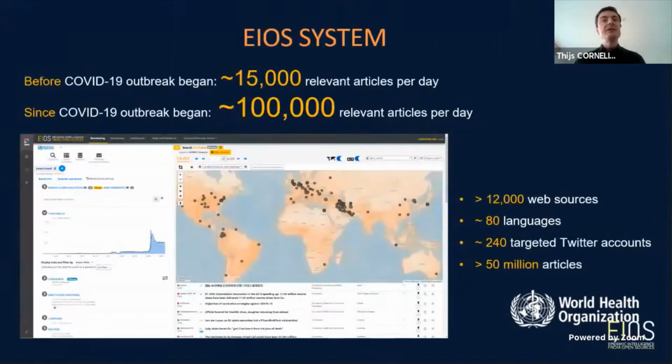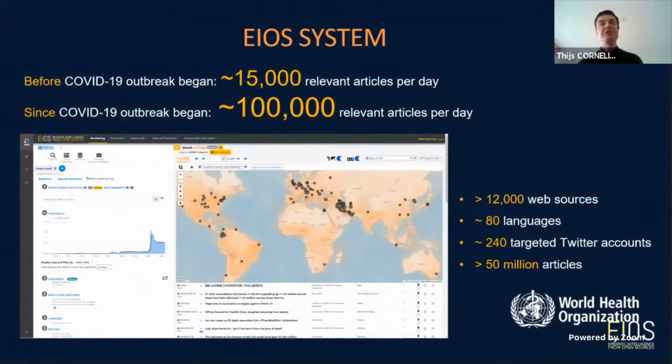Okay, now here you see what the EIOS system looks like, the user interface that we provide to the analysts. On the left-hand side in the screenshot, you see the time chart with the rate of articles coming into the system. As you can see, we clearly have a period before and after the outbreak of the coronavirus. After the outbreak, the rate of articles coming into the system increased by about 6 times compared to the period before the pandemic.